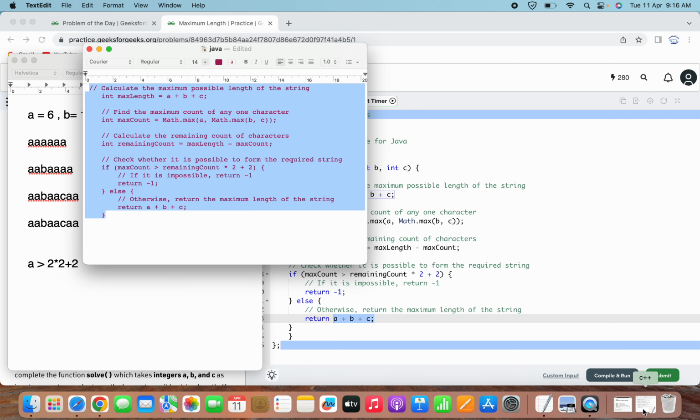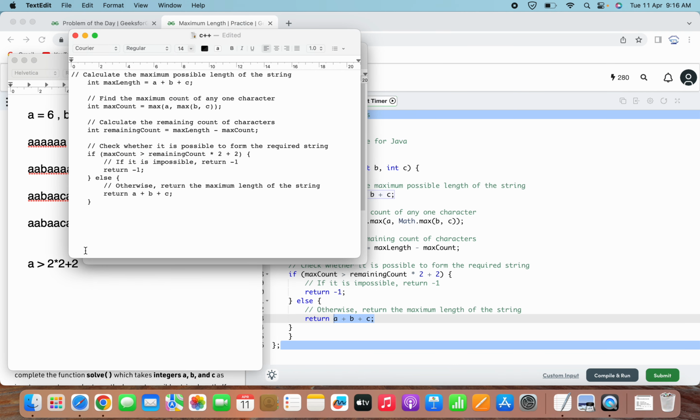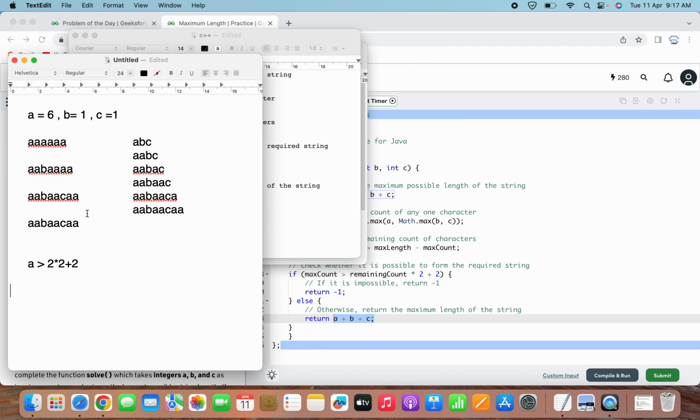Where has it gone? Yeah, sorry, here only, this one. So if we can see here, the count of a was 6, here it was 6. So till this it is fine because 6 greater than 6 is not true. So it will return a plus b plus c. In this case it is 8. That means 6 plus 1 plus 1, that is 8. So that will be the maximum length of the string. But if it is not true, then we have to return -1. I hope this example is clear.